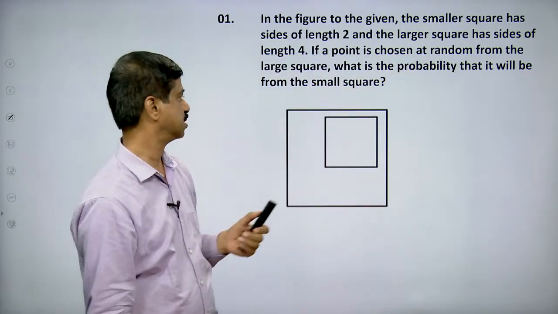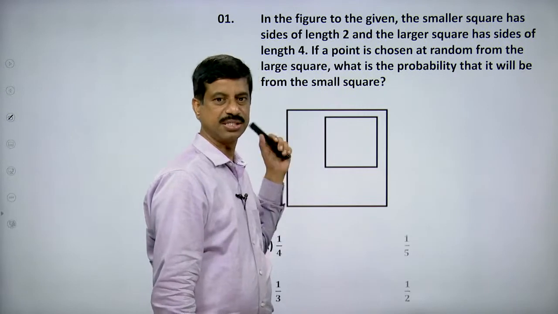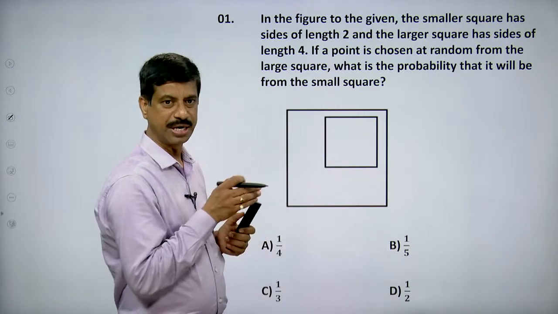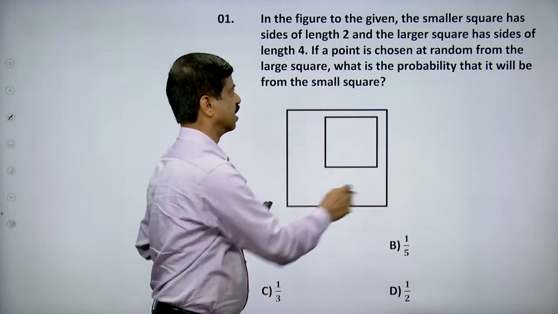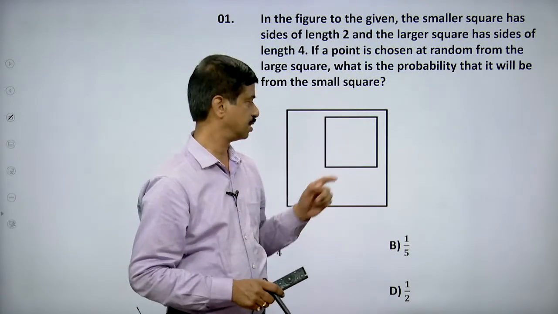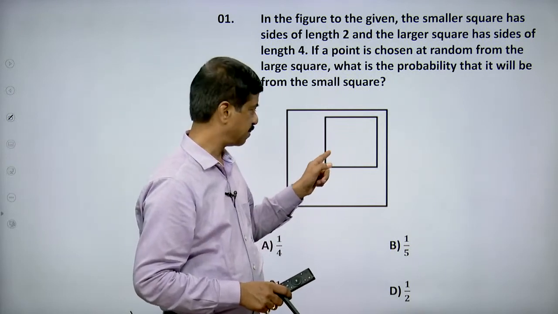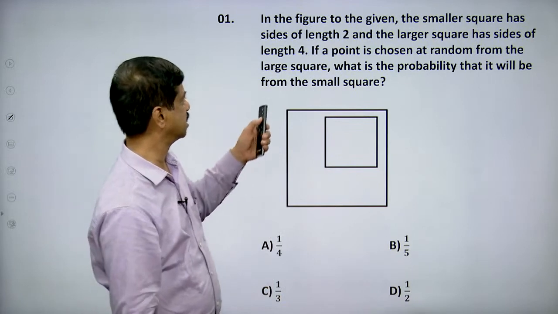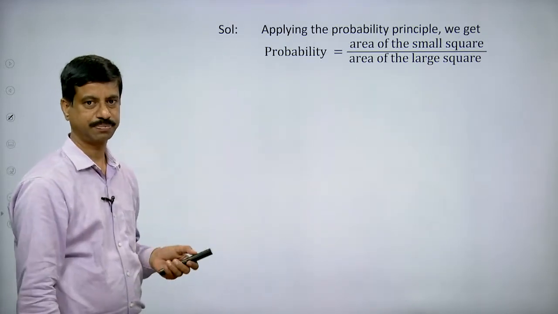So now look at this. This is the small square, this is the large square. Here one point is taken in the larger square. That point can be outside the small square or inside the smaller square. He asks what is the probability that it will be in the smaller square.